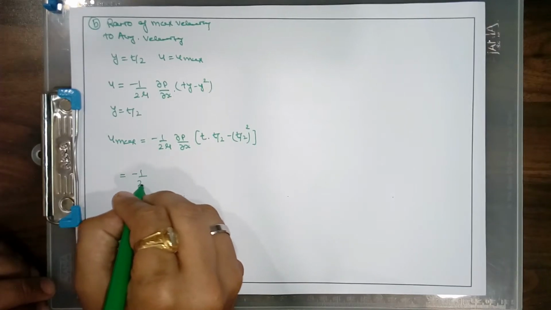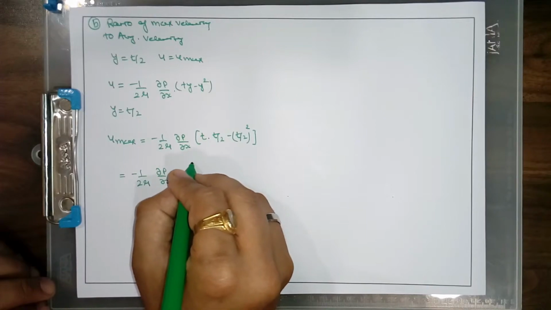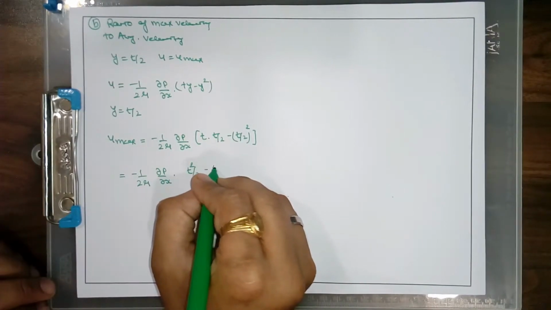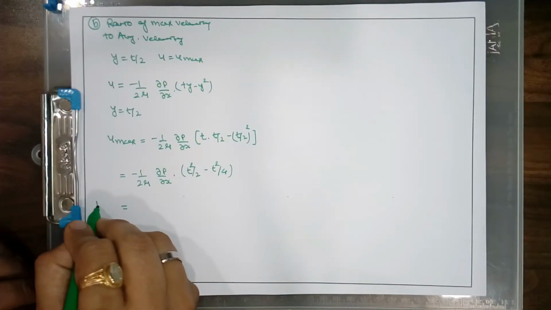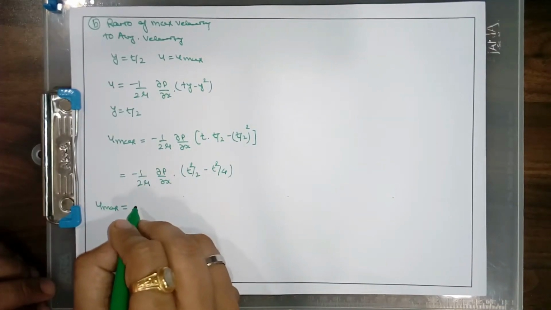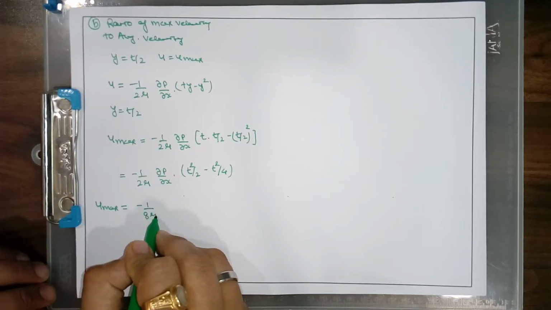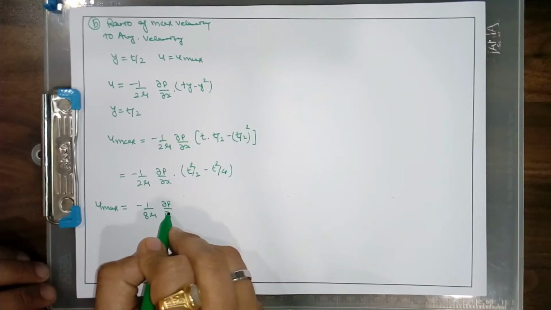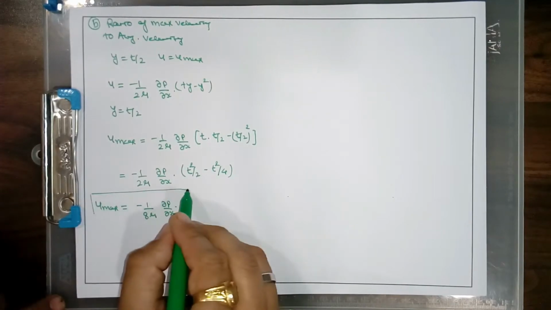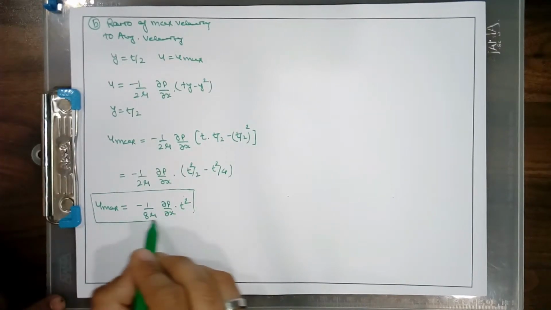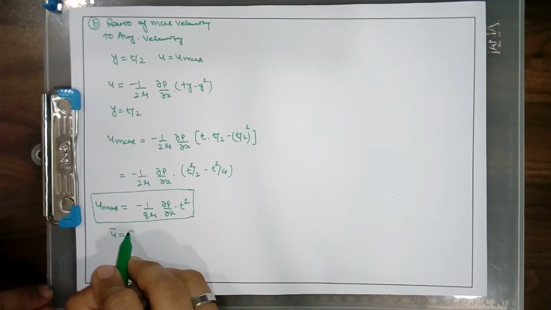So minus 1 by 2 mu del p by del x into t square by 2 minus t square by 4. And finally we get the value of u max, that is minus 1 by 8 mu del p by del x into t square. So this is the value of u max. Now we are going to calculate the value of u bar, which is the average velocity.